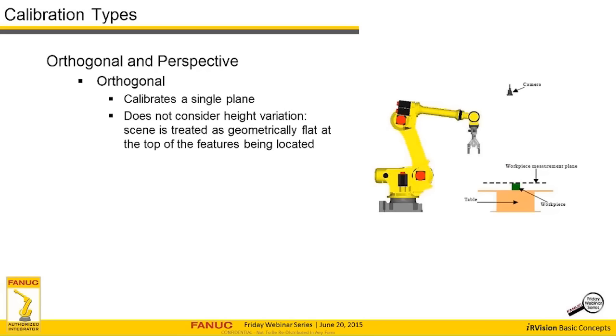Orthogonal calibration calibrates a single plane, and that single plane must be at the height of the object that you're going to image. Orthogonal calibration does not consider height variation. That means it expects the scene to be geometrically flat at the top of the features being located in your image. Variations in height will affect the accuracy of orthogonal calibration. And if you use different processes with a given orthogonal calibration, those processes all have to have the features at the same height as the original calibration.